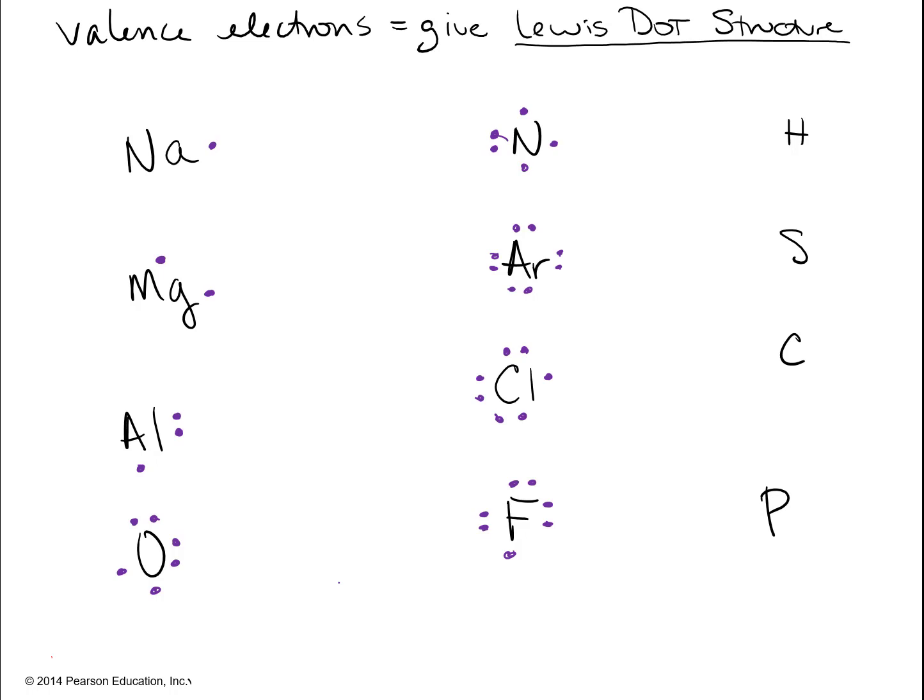Phosphorus, 5. And so in this, spread them out. If you have 4 or more, spread the electrons out, put 1 electron on each side, and then start pairing them. So carbon, you're going to do 4 singles. 1, 2, 3, 4. It will just put you in easier mode when trying to do covalent bonding. Sulfur, 6. 1, 2, 3, 4, 5, 6. And then hydrogen. Wee little hydrogen has just 1.